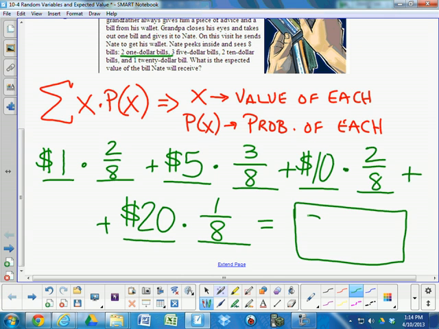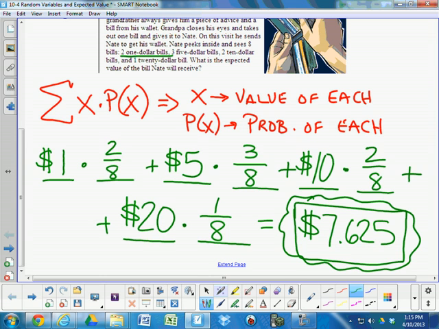What did you get? 7.625. That is a dollar amount. Here's another name for expected value. They also call this average value. Will Nate actually get $7.625? No, the U.S. Mint doesn't produce a bill worth that much money. It would be weird if they did. That's the average that he'll get. He'll either actually get 20 or 10 or 5 or 1, but this is called the average or expected value in math. All right?